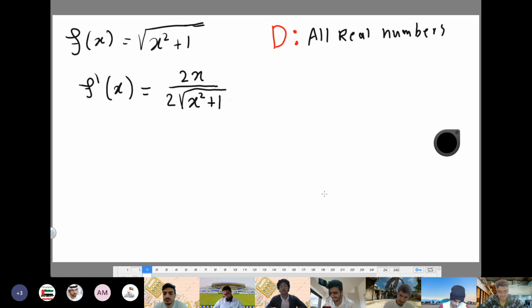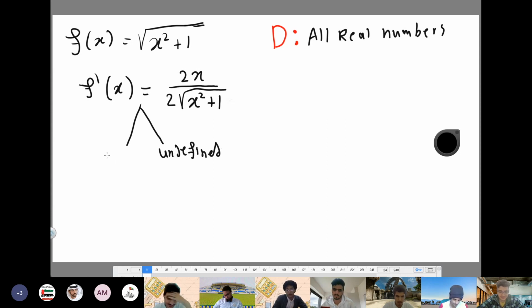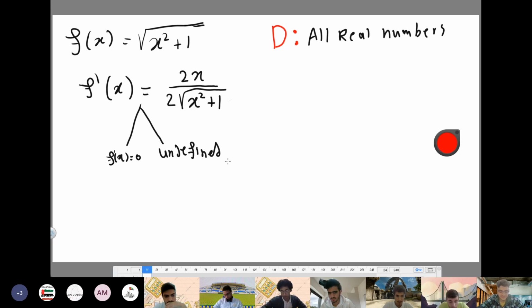Now that we found the first derivative, what is the next step? We find the critical points. There's a saying that Mr. Abdel is always saying, we have to do a triangle for the undefined and the zero. So do we have an undefined here? No, we don't.